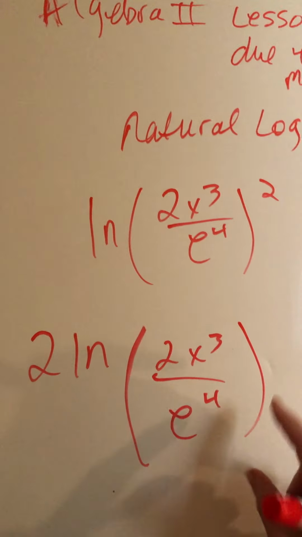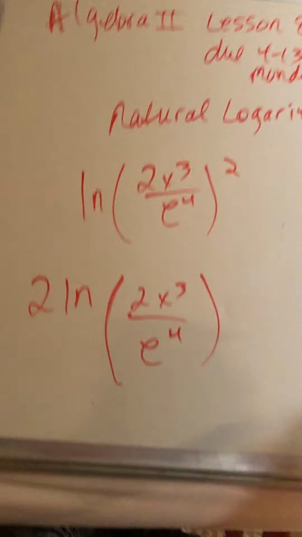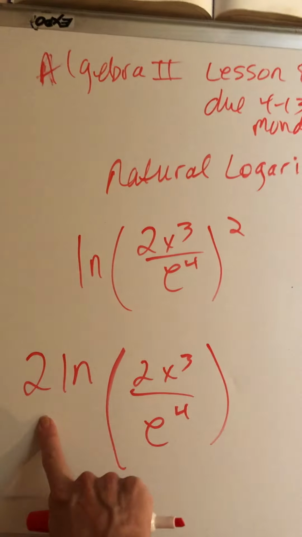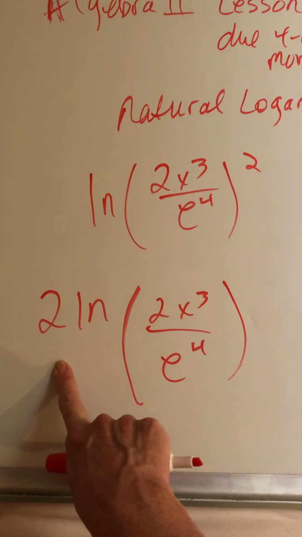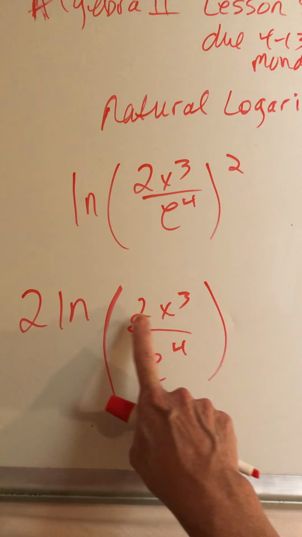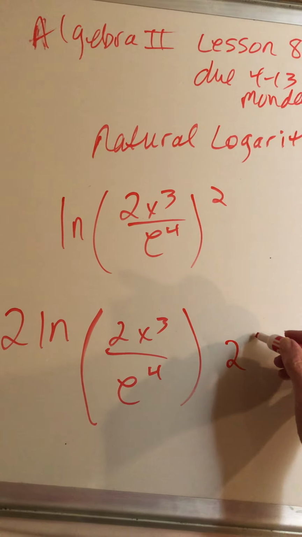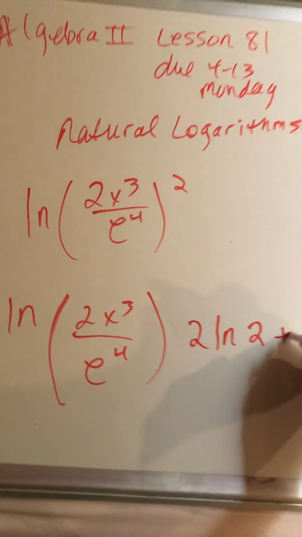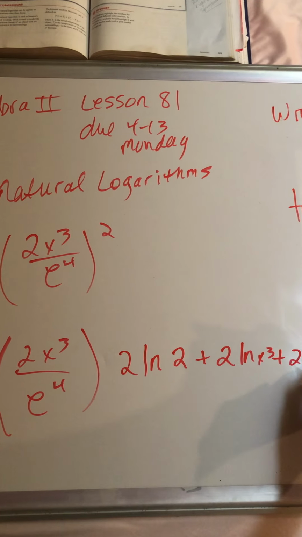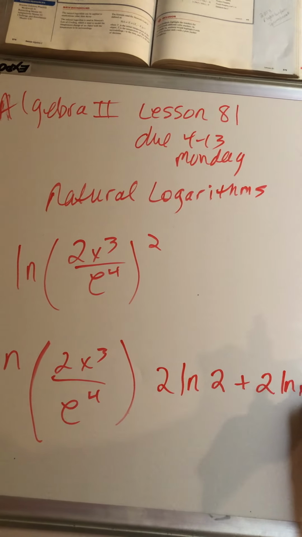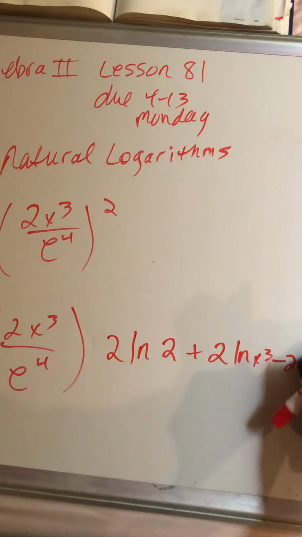And then we've got exponents that we're going to have to take care of in the problem as well, in the argument as well. So we've taken care of that too, moved it in the front. That's the product rule of natural logarithms, well, really of any logarithms. So now these are being multiplied, so they need to be added. This is being subtracted, so it'll be a minus. So I'll have 2 ln 2 plus 2 ln x cubed, actually not plus 2, sorry, it's a minus, minus 2 ln e to the 4th.